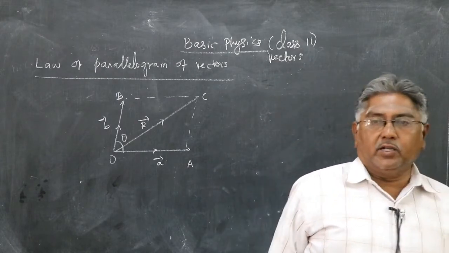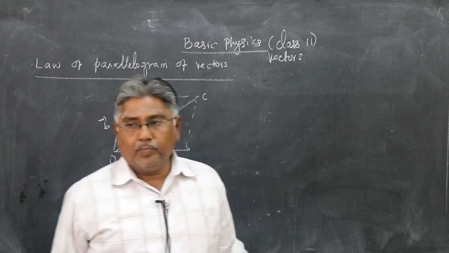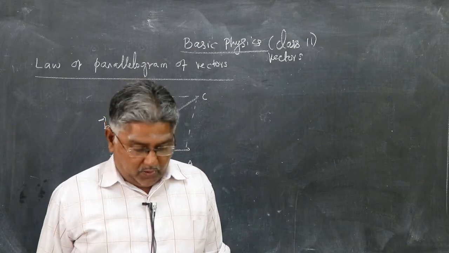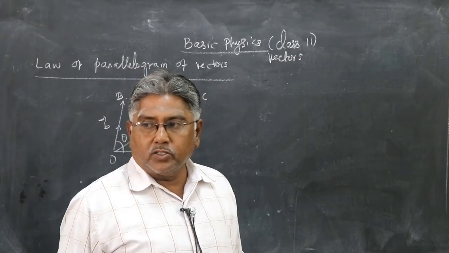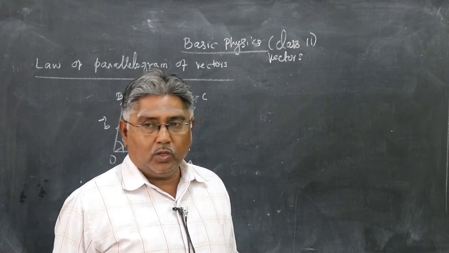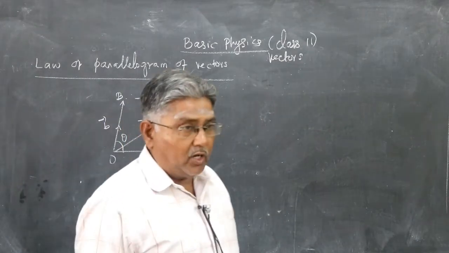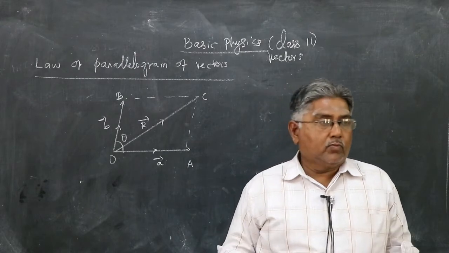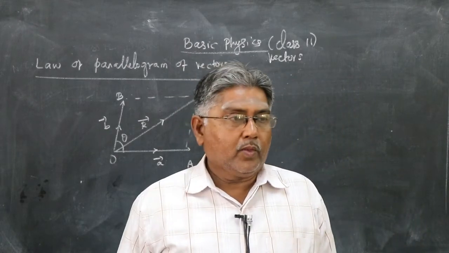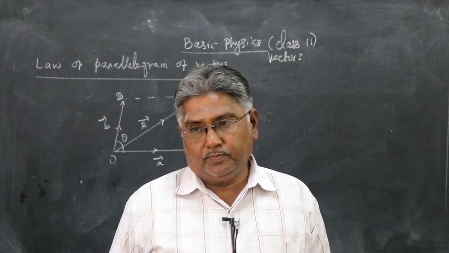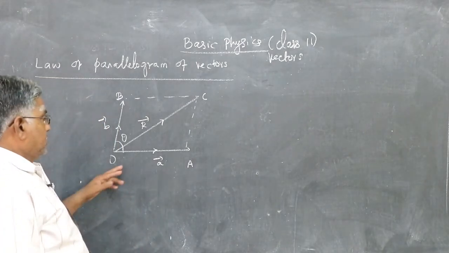When two vectors acting at an angle theta can be represented by two adjacent sides of a parallelogram, the resultant is given by the diagonal of the parallelogram passing through that point. Okay, this is the explanation.